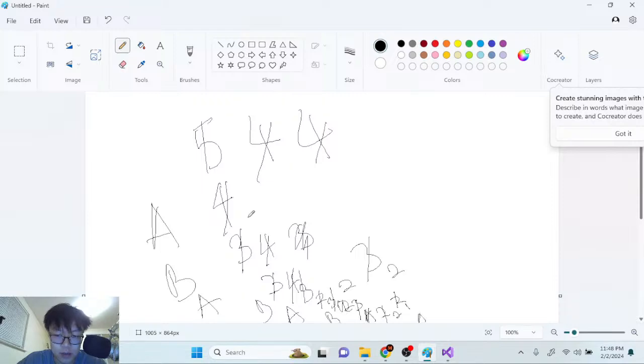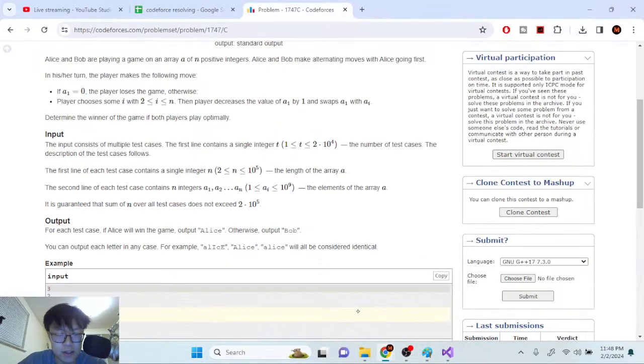Now we have Alice's turn. -1, 1. Swap it with 1, 1, 1. Bob's turn. -1 becomes 0. Swap it with 1. We get 1, 0. Alice's turn. -1. We get 0. Swap it with 0, 0, 0. So Alice loses, Bob wins. But Alice wins on this last one, right?